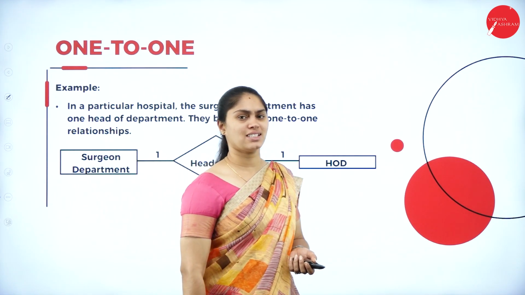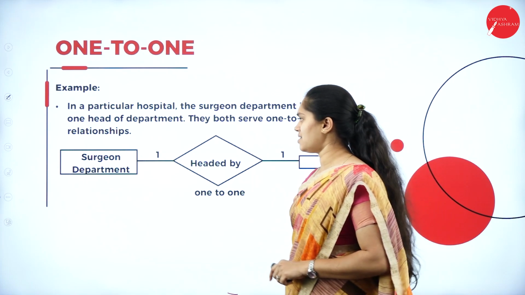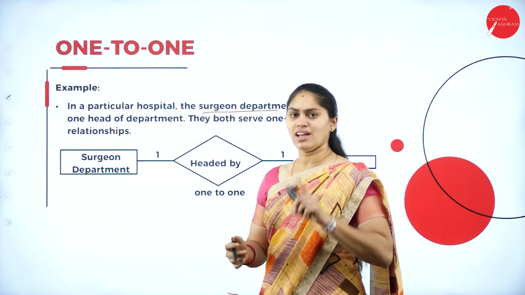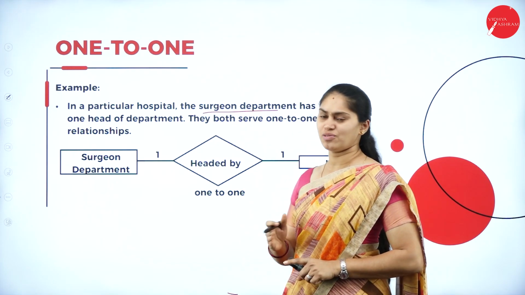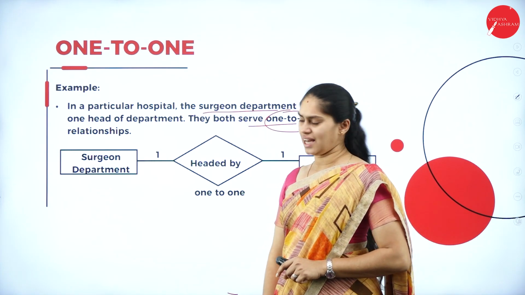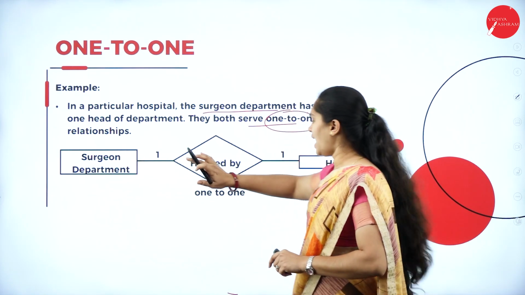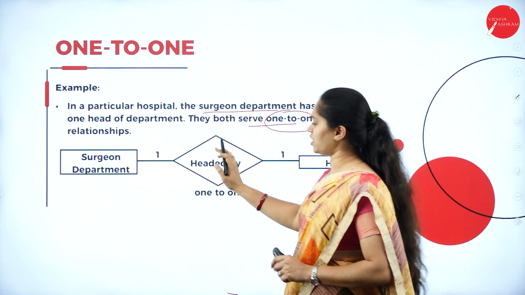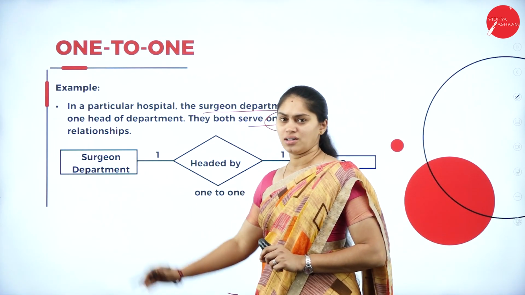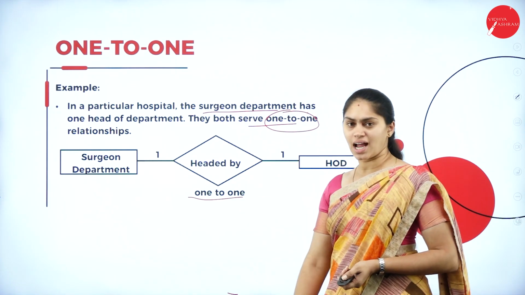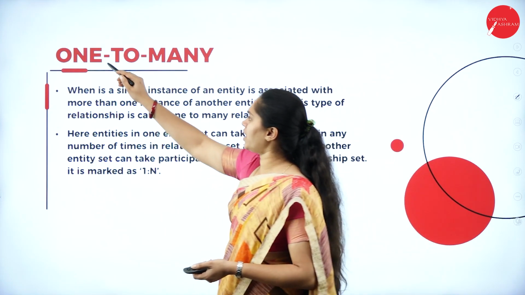You can see another example. If you consider the hospital scenario, the surgeon department is headed by only one HOD, or head of the department. Then that serves as a one-to-one relationship. The surgeon department is headed by only one HOD, and only one HOD heads a particular surgeon department. This is one-to-one cardinality. Then what about one-to-many?